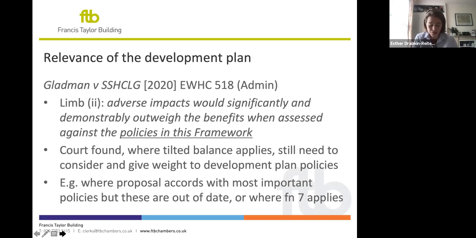So this was a challenge to two inspectors' decisions where limb 2 of paragraph 11d applied because the local planning authority could not demonstrate a 5-year housing land supply. And the question was whether, when considering whether the harms significantly and demonstrably outweighed the benefits, it was necessary to, or it was possible for the inspectors to consider development plan policies as well as the policies in the framework.